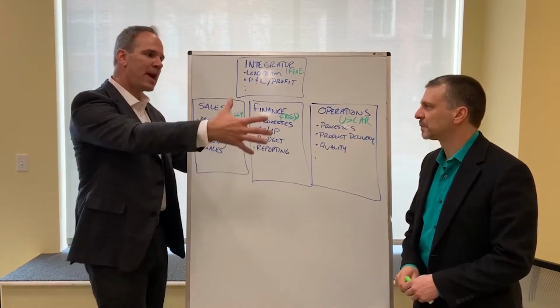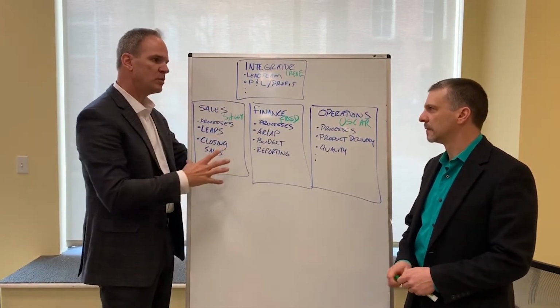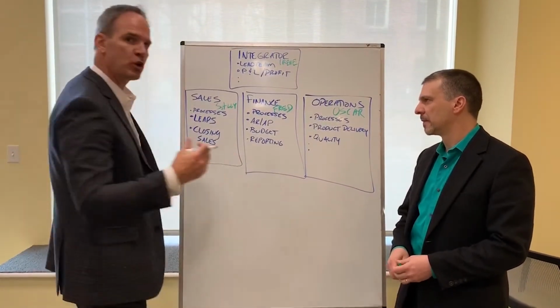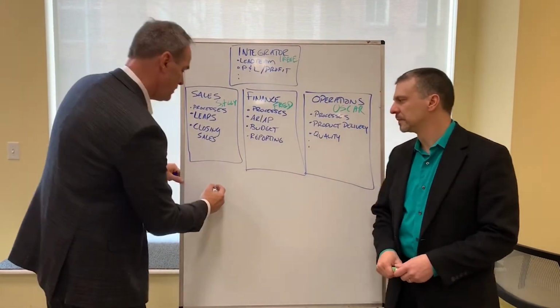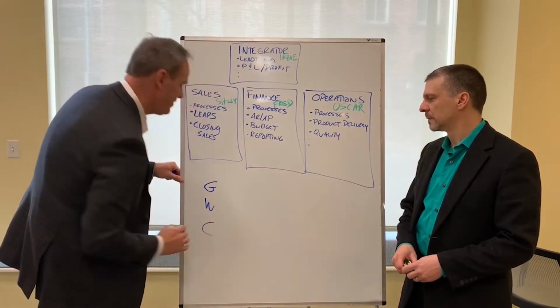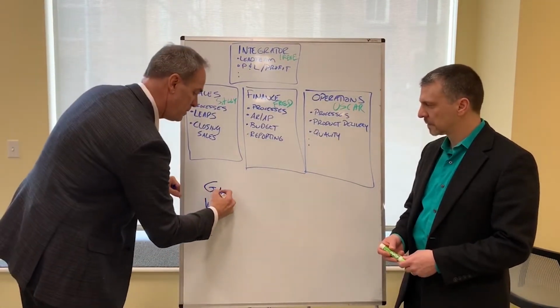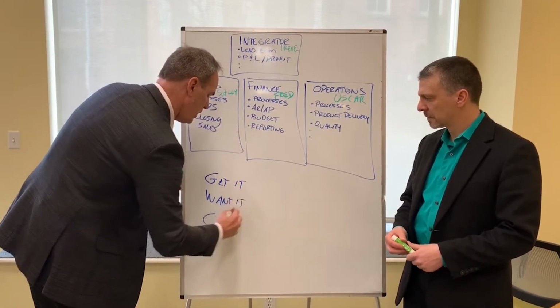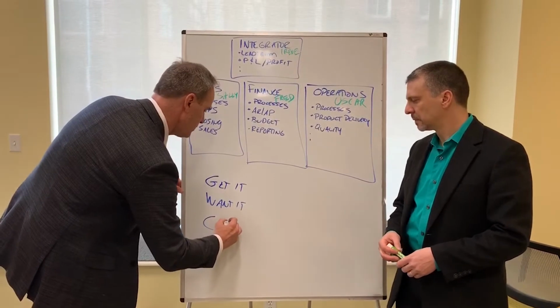Awesome. So the team decides who's the best fit for each role. And how do you define that? There's a little term called GWC. It's G, W, and C. This stands for get it, want it, and the capacity to do it.